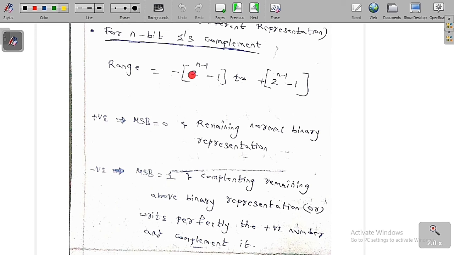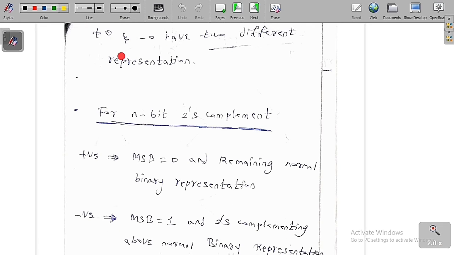Now this range and the previous range are the same. For n-bit signed magnitude and for n-bit 1's complement, the range is the same, which is minus 2 to the power of n minus 1 to plus 2 to the power of n minus 1 minus 1. Here also, in the 1's complement, plus 0 and minus 0 have two different representations.